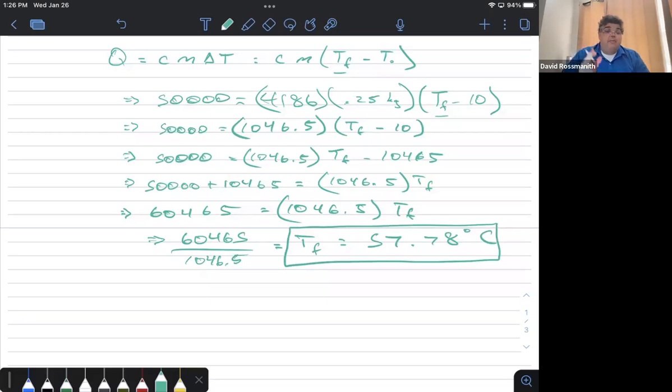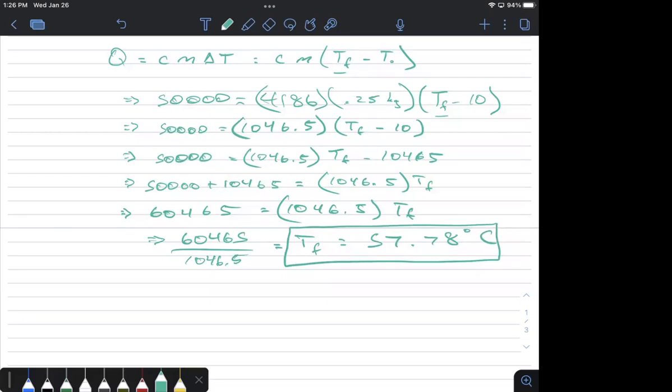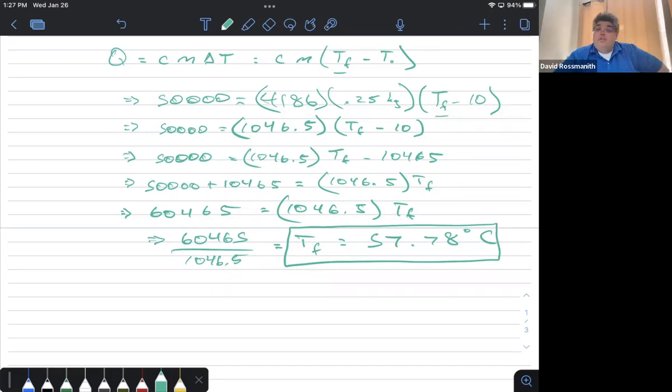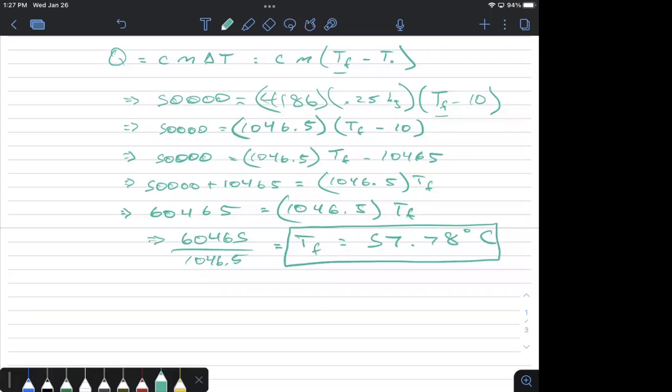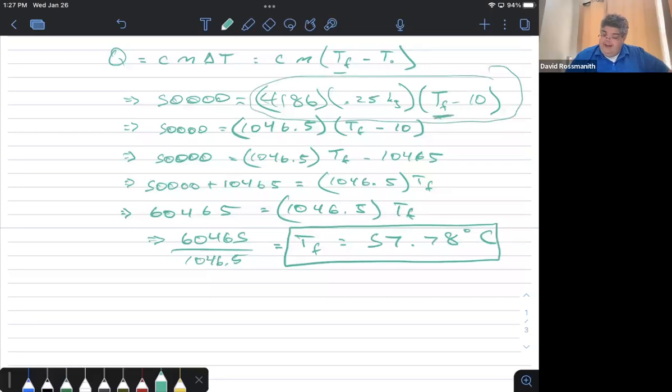By the way, question? Oh, I had a question. Could you also plug that number back into the equation to see if you get 50,000? Yeah, for sure. That's absolutely possible to do. Go back to the original equation right here and put in for TF 57.78 and calculate that right side and see what number you get. It won't be exactly 50,000 because of rounding and decimals, but it'll be really, really close. And so good. That's a good way to check.